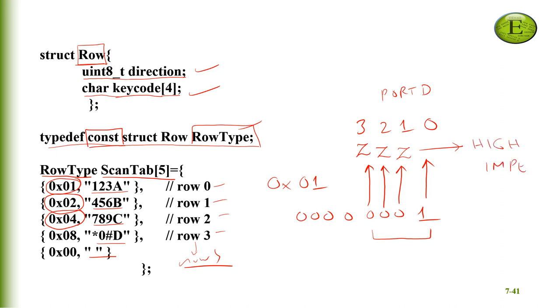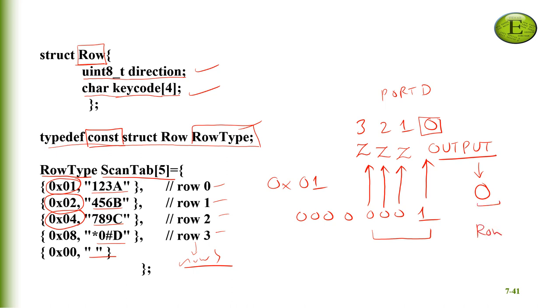It is going to be high impedance. That's essentially disconnected. And wherever we have a 0 on port D, that is going to drive the corresponding pin. So in this case, this is going to be the input pin. The output pin. So 1 is going to make the corresponding pin of port D the output pin. And here we are going to set this output pin to 0. And as you can see, hex 01 is going to drive port D pin number 0 to 0.